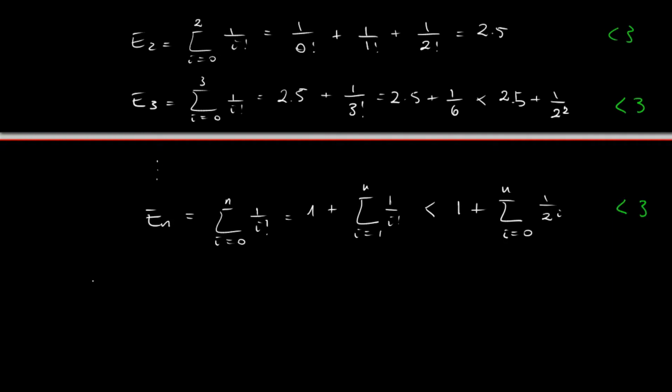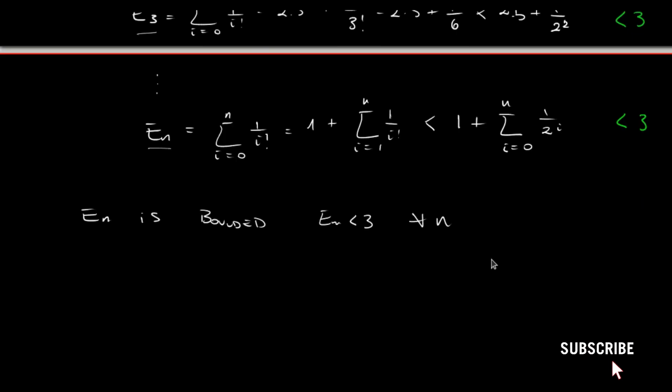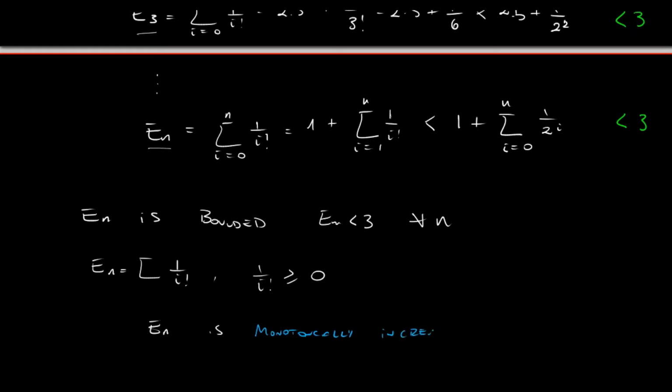So our sequence E sub n is bounded because its elements E sub 1, E sub 2, E sub 3, and so on, E sub n, are always smaller than 3. Another important thing to notice is that E sub n is the sum of 1 over i factorial, and 1 over i factorial is always greater than or equal to 0. So E sub n is monotonically increasing.